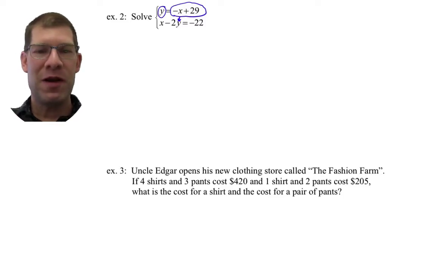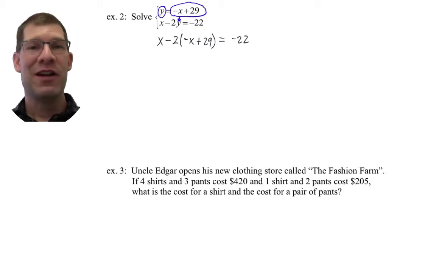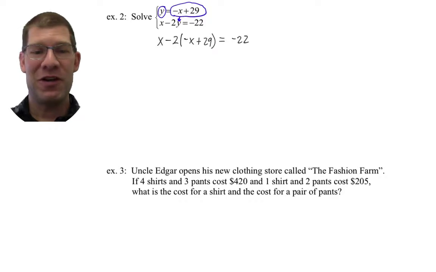So I'm going to rewrite my problem. I have an x minus 2y. So I have my x minus 2, but instead of the y, we need to put in what we know y equals. So that's a negative x plus 29. So that y is now what's in the parentheses, and that equals negative 22. That's really the only new part of the section. Now we just go through and we do the algebra we've been doing for a long time. We just solve for your variable.